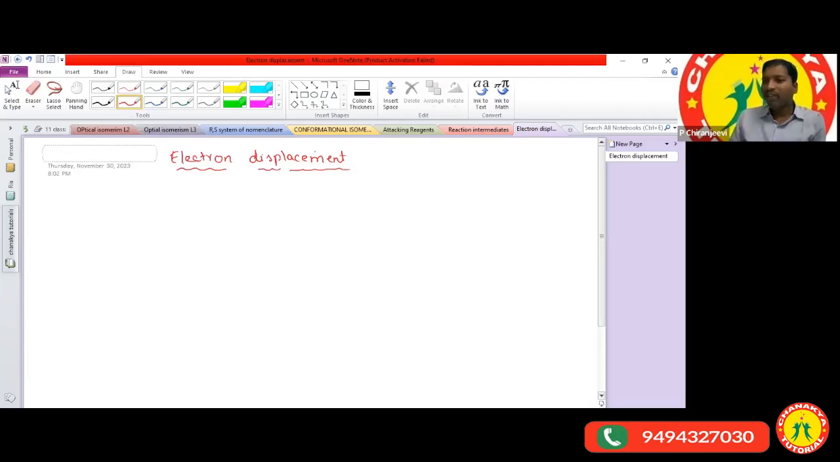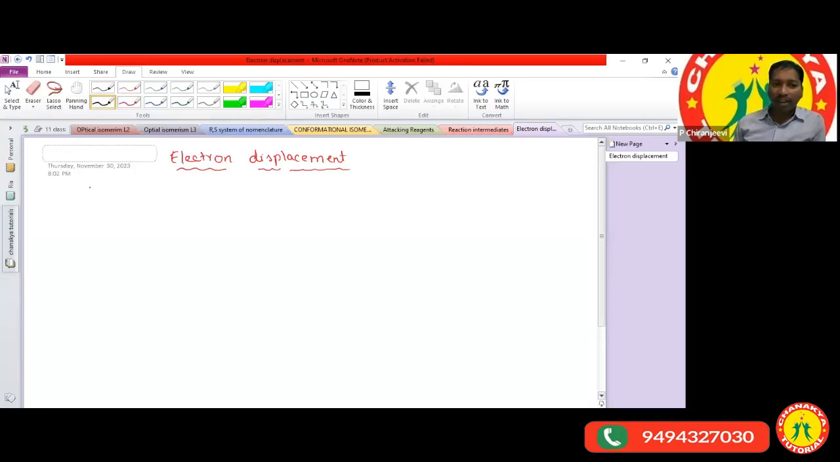Okay, now we have different types of electrons. Sigma electrons are there, pi electrons are there. So based on the attacking reagent, when the attacking reagent approaches the substrate molecule, sigma electrons or pi electrons are shifted in either direction. That direction only we can call electron displacement. We have four types of electron displacement reactions.